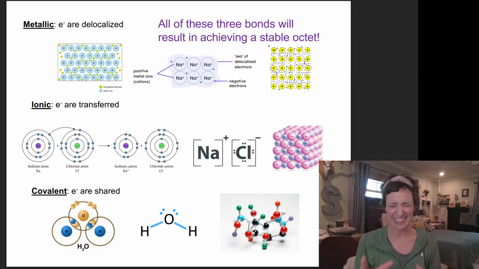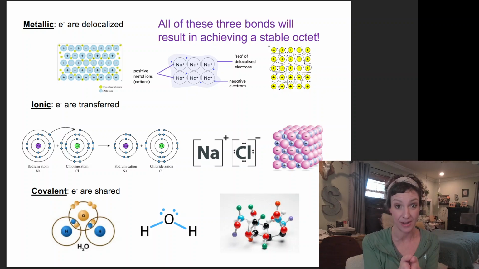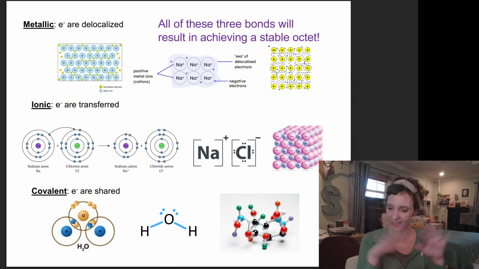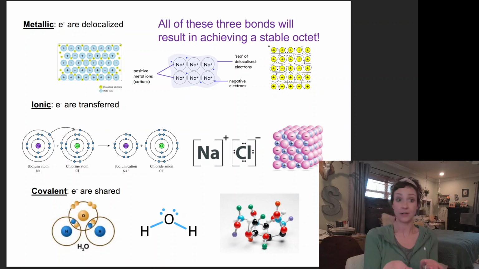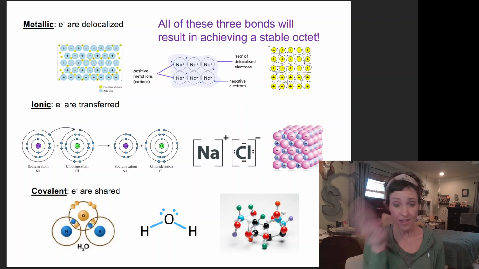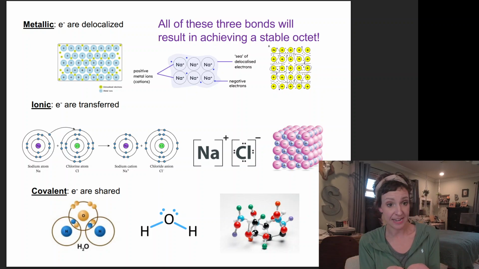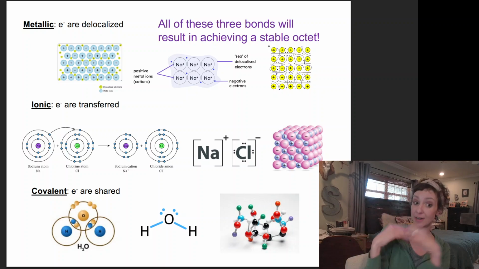Super exciting. The key thing here is that even though all the bond types are different, y'all, the electron is involved in making the bonds. And the purpose of all of these bonds is for each one of the atoms involved in the bonding to achieve a stable octet. Yes, metallic, they lose their valence electrons because, oh, now underneath, they got a stable octet. Ionic, transfer, oh, now the metal has a stable octet underneath. Oh, and the nonmetal that gained one is stable.